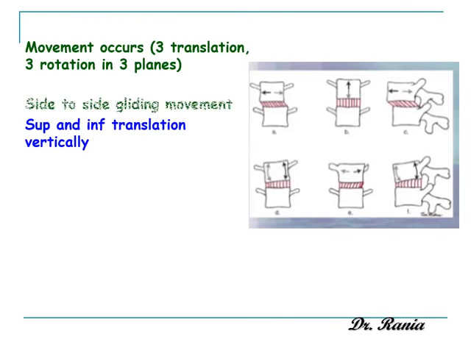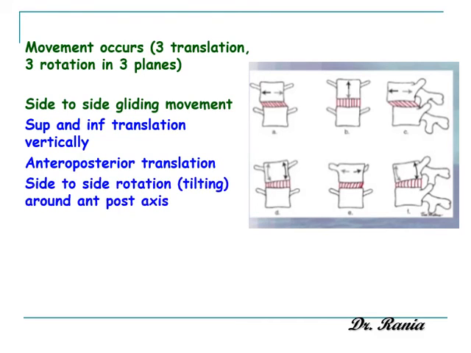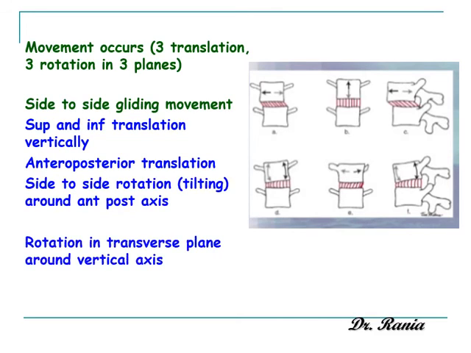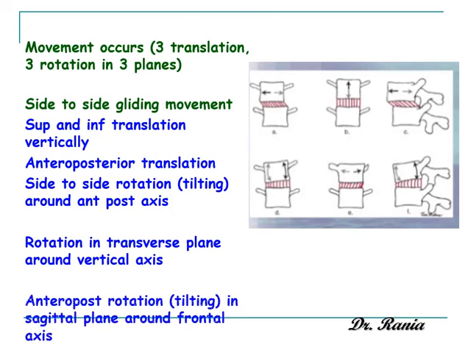Regarding the movements, they occur as 3 translations and 3 rotations in 3 planes. The first is side to side glide movement. The second is superior and inferior vertical translation. The third is anteroposterior translation. Regarding rotation, there is side to side rotation, tilting around the anteroposterior axis. There is rotation in the transverse plane around the vertical axis, and also anteroposterior rotation or tilting in the sagittal plane around the frontal axis.